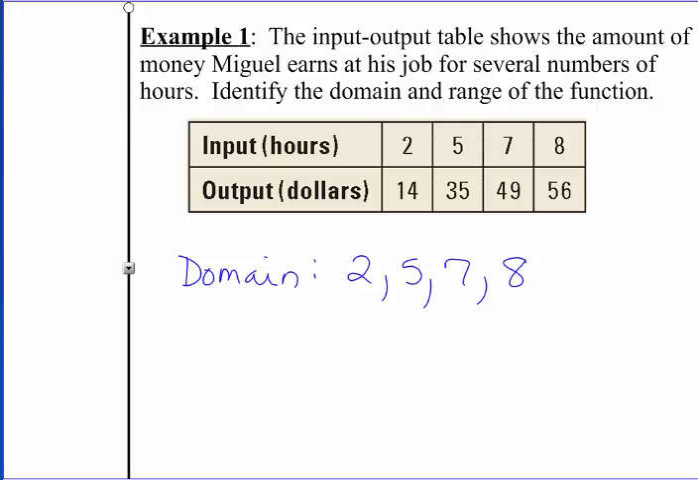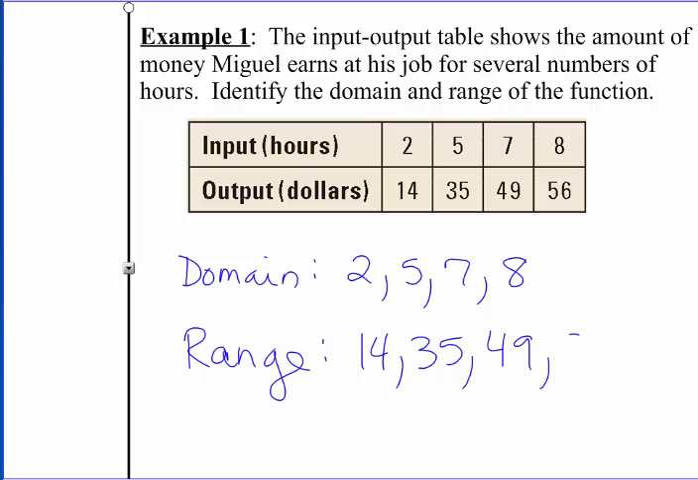So the domain is all the input values or x values. The range is a list of all the y values or output values. So the range in this case consists of 14, 35, 49, and 56. So those are the domain and range of this function.